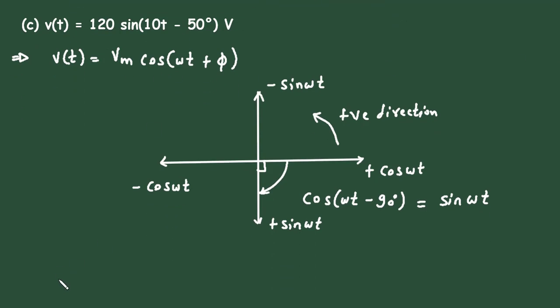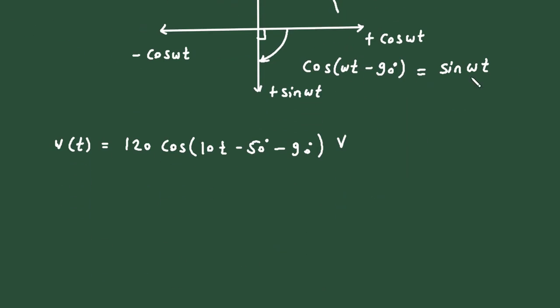So now v(t) is equal to 120, and in place of sine it will be cos, and this will be as it is, 10t − 50 degrees, and we have to subtract 90 degrees from this, and the unit will remain the same, that is volts. So now v(t) is equal to 120 cos(10t − 140°) volts.